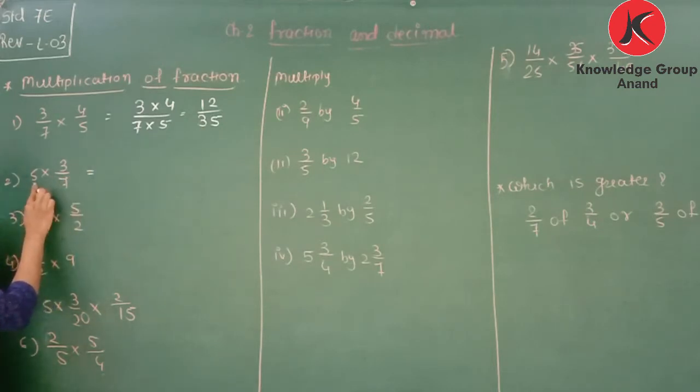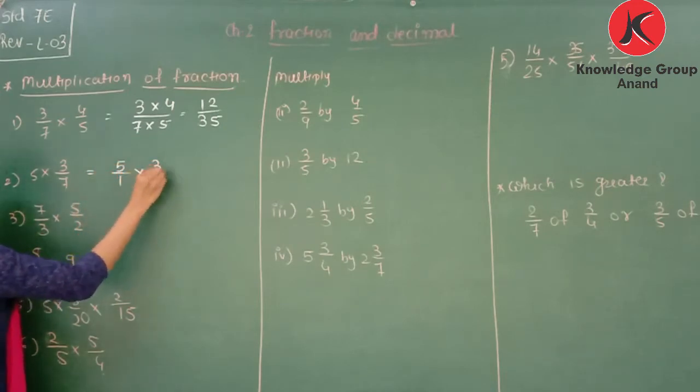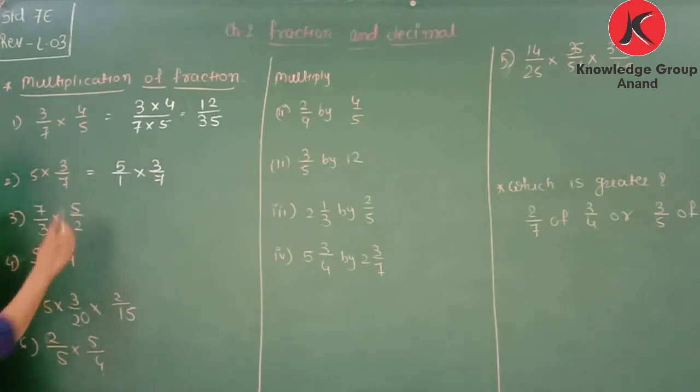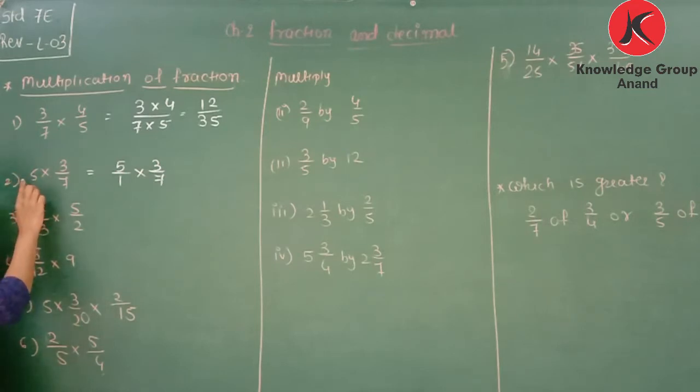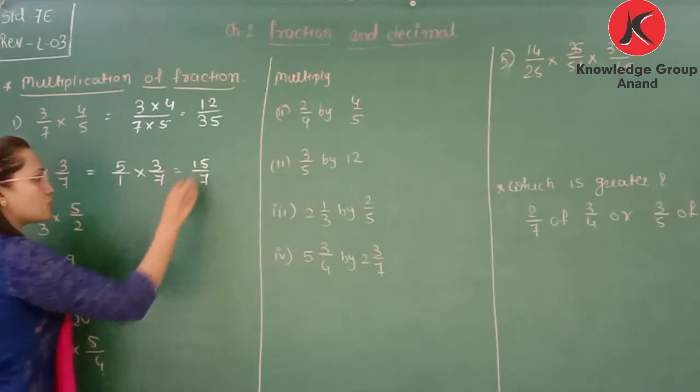For this one, 5 multiply 3 by 7. Here 5 is the same as 5 by 1, 3 by 7. So if there is only a whole number, then multiply that whole number with the numerator. So 5 3s are 15 by 7. You can convert this into a mixed fraction.